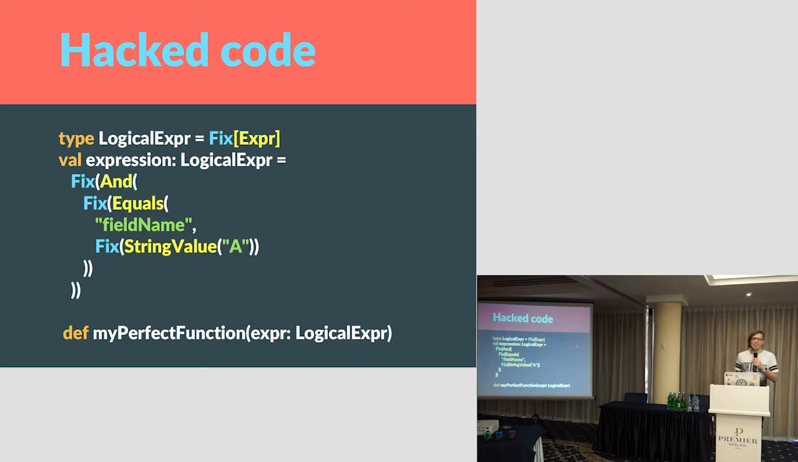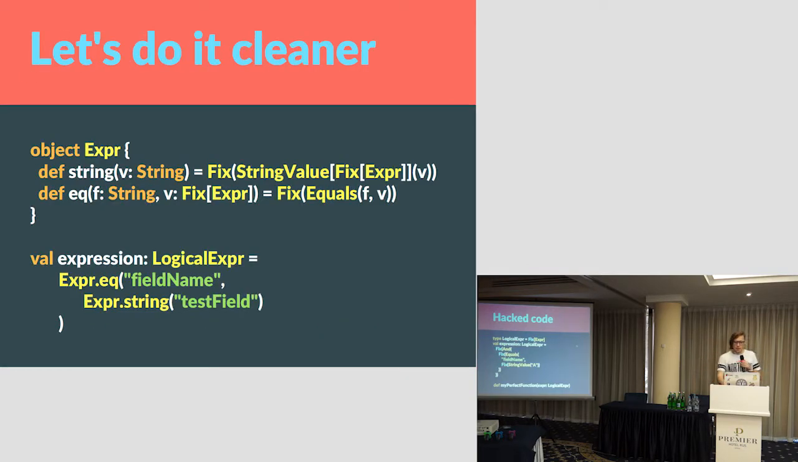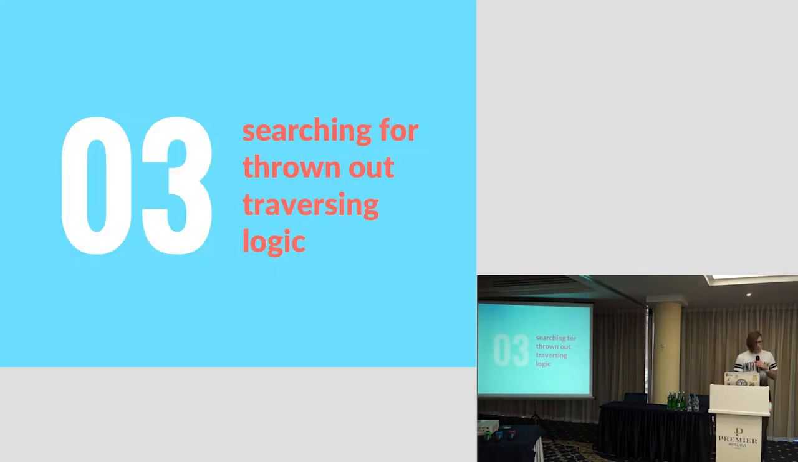But I don't think the developers will be really happy to write these Fix wrappers all around their code base. So let's do it a little bit cleaner. Now we hide all this complexity under the builders, and our expression looks really nice. So it's just a fancy builder. Okay, currently we have resolved the problem with clean interpreters and these little problems with types. And in the previous step we drew our traversing logic out. So now is the time to find this traversing logic again.